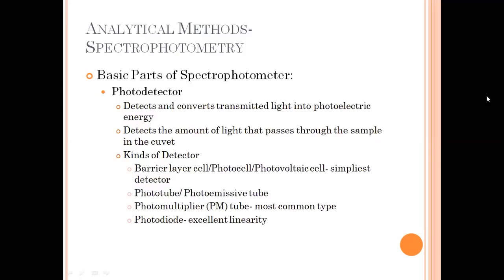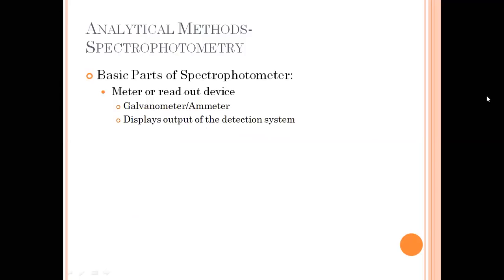Okay, so next is the meter or the readout device as the next part. So for some, this is the last component of a spectro, but others nga, they consider having a recorder, okay, as another component of our spectrophotometer. So the meter or readout device is known as the galvanometer or ammeter, and this displays output of the detection system.